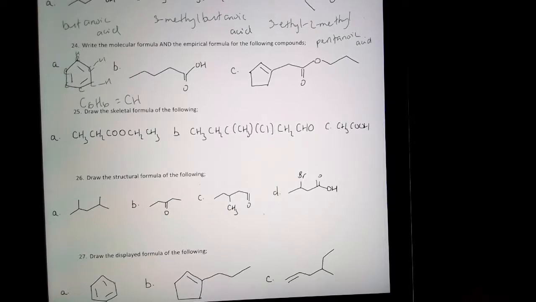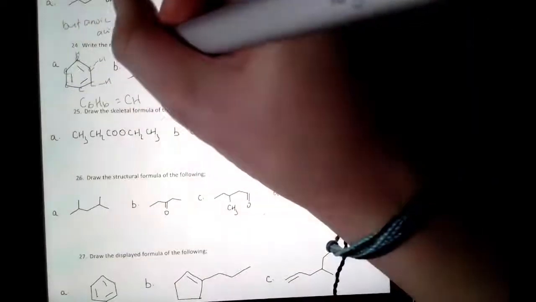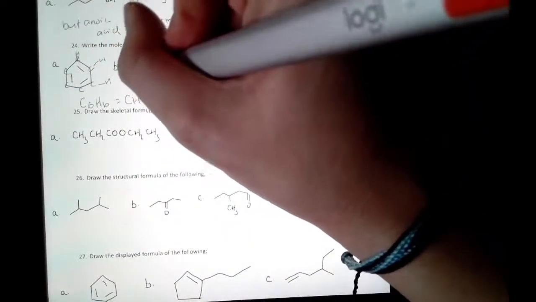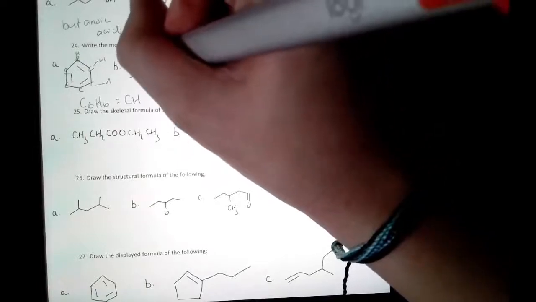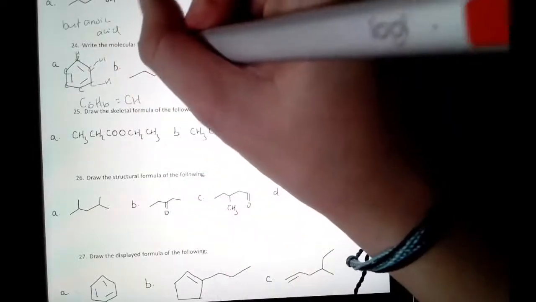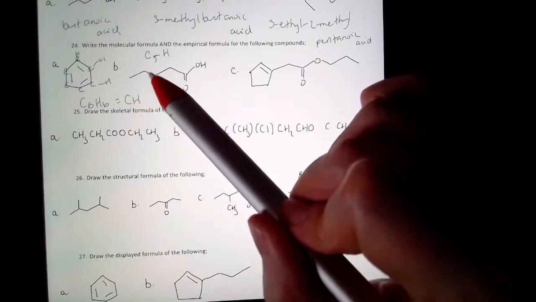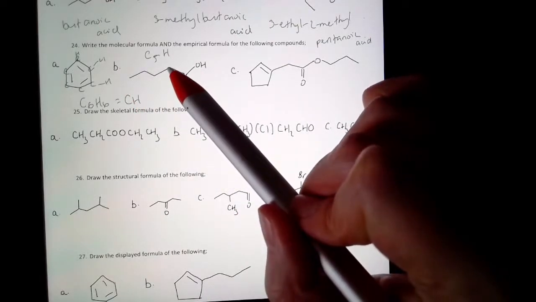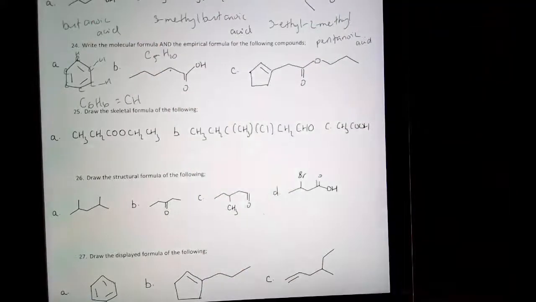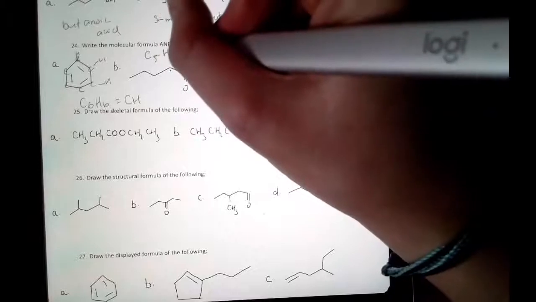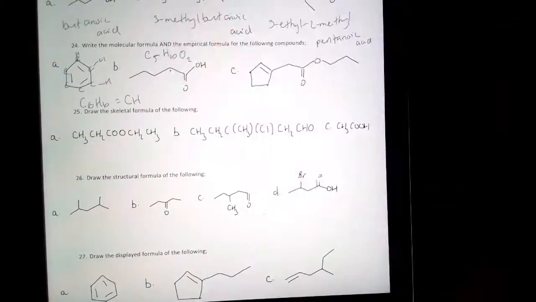For the next one, again, I'm going to start by counting my carbons. So I've got 1, 2, 3, 4, 5. So I'm going to start off with C5. Then I always put the hydrogens next. I'm going to have 3 on the first carbon, and 2 is 5, and 2 is 7, and 2 is 9, and 1 is 10. So I'm going to have C5H10. And the only other atoms I have present are oxygen, and I've got 2 of them. It's common convention to go carbon, hydrogen, oxygen in that order, okay? But you're not going to lose marks for it as long as you've got the right number of atoms.